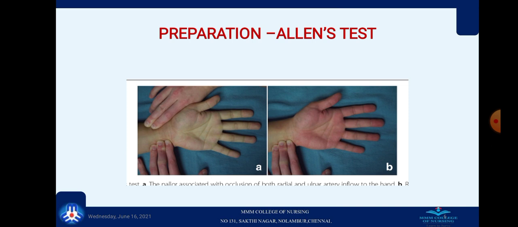Preparation of the Allen test. How to prepare the Allen test? The test is performed by asking the patient to clench their hands. The ulnar and radial arteries are occluded with digital pressure. The hand is unclenched and pressure over the ulnar artery is released. If there is good collateral perfusion, the palm should flush in less than 6 seconds.